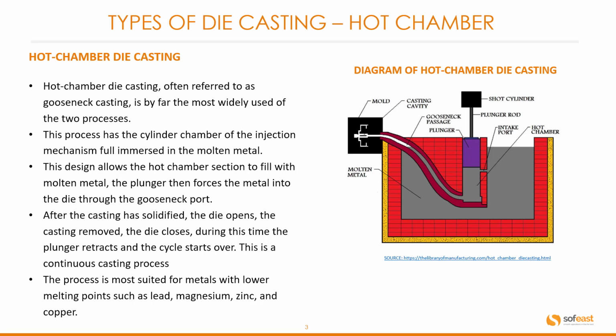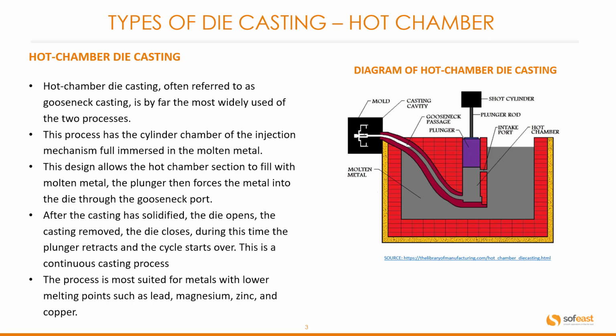So hot chamber die casting, often referred to as gooseneck casting, is by far the most widely used of the two processes. This process has the cylinder chamber of the injection mechanism fully immersed in the molten metal. This design allows the hot chamber section to fill with molten metal. The plunger then forces the metal into the die through the gooseneck port. After the casting has solidified, the die opens, the casting is removed, the die closes. During this time, the plunger retracts and the cycle starts over. This is a continuous casting process.